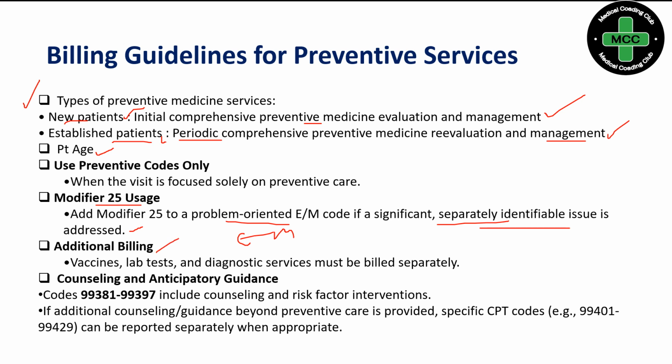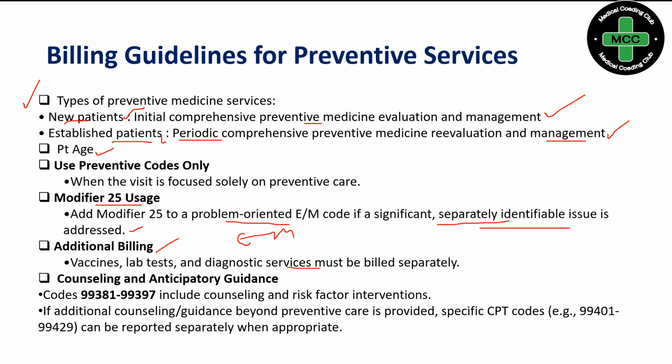Next, additional billing. As I said, with the preventive service there may be other diagnostic services. If they are performing a pap smear or other things like vaccines, then what will we do? We will bill the vaccine code and use the 25 modifier to distinguish, as it is a separately identifiable service, with the preventive medicine.